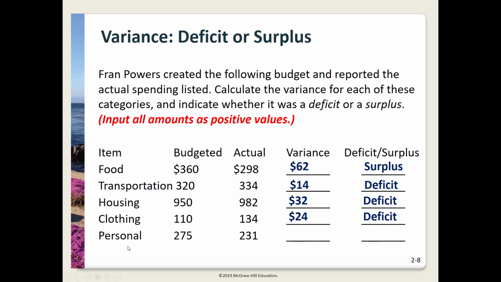And then for other personal expenses, our budget was $275, but our actual was $231. So when I subtract those two, we get $44. And so we are running at a surplus here because we did not spend all of our budgeted amount.